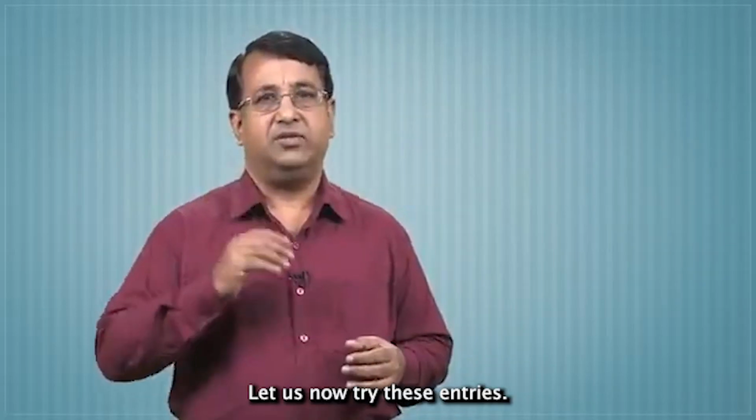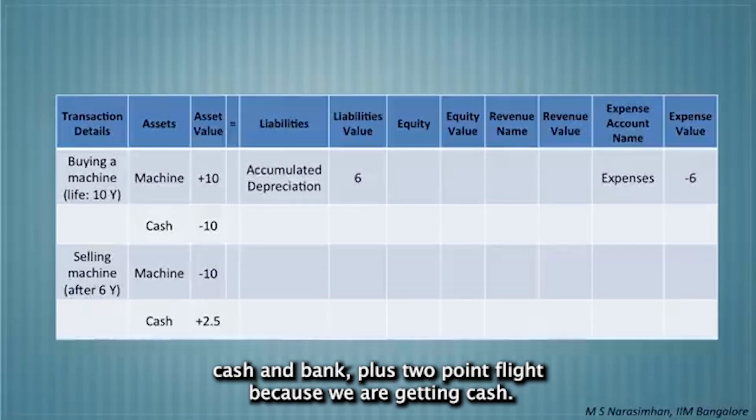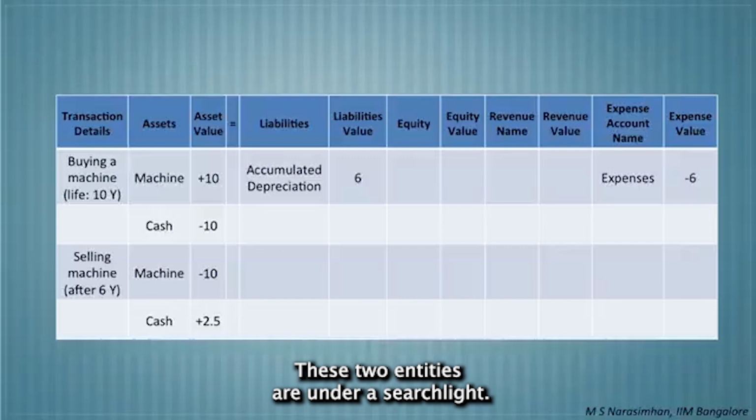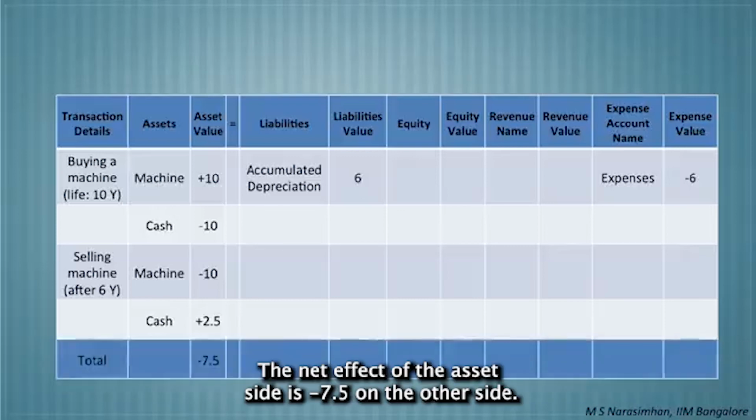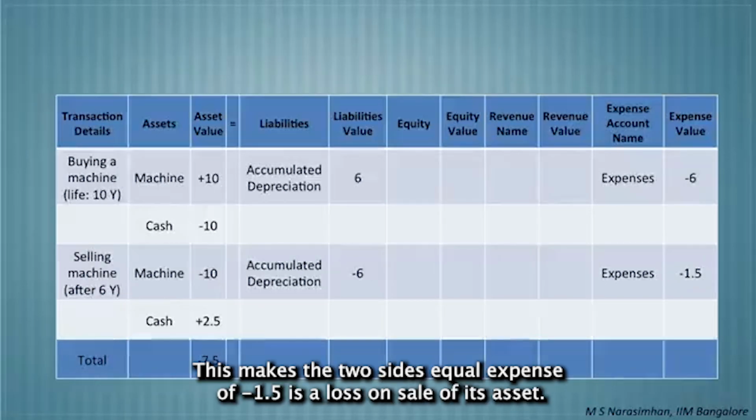Let us now try these entries. Machine minus 10 because the machine is going out. Cash and bank plus 2.5 because we are getting cash. These two entries are on the asset side. The net effect of the asset side is minus 7.5. On the other side, the entries are accumulated depreciation minus 6 and expenses minus 1.5. This makes the two sides equal.